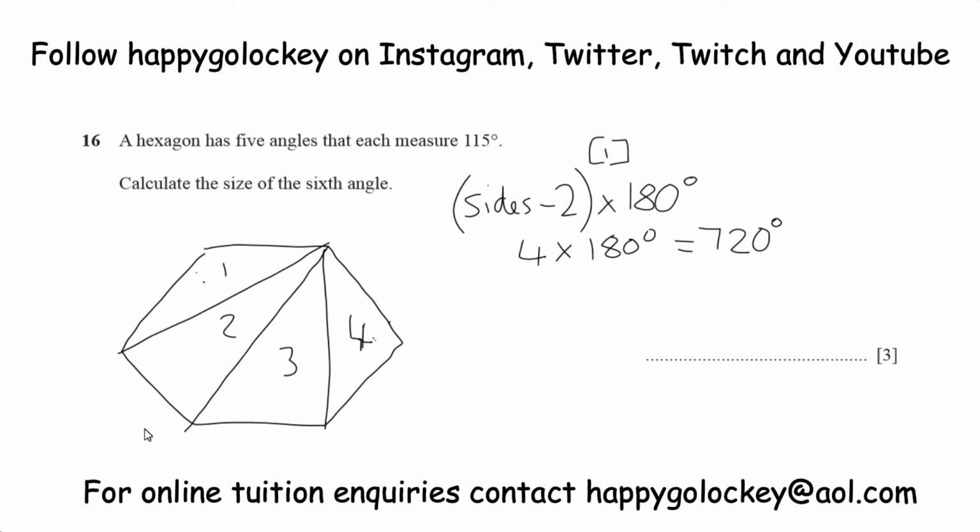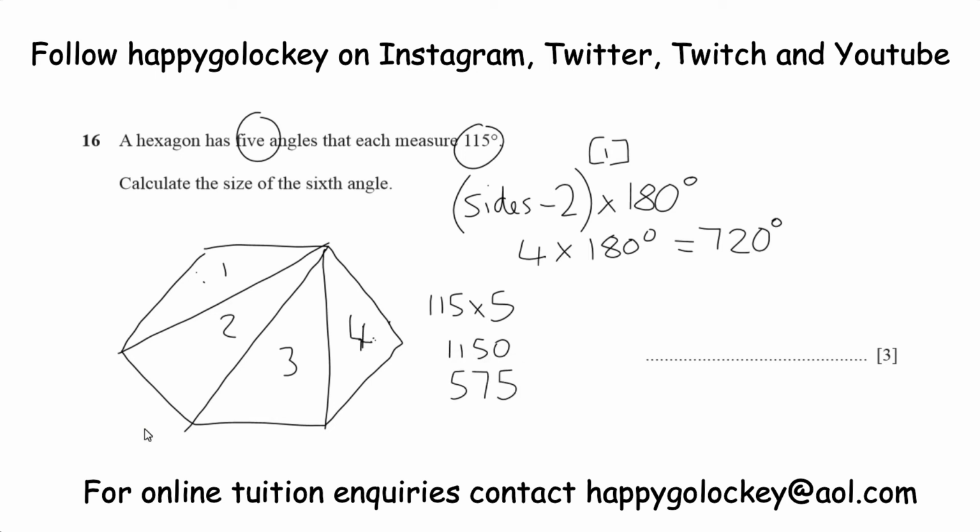Okay, so now we know what all the angles should add up to. We already know that 5 of the angles measure 115. So what we could do is work out 115 times 5 and then see what's left for the final missing angle. When I'm multiplying by 5, I like to multiply by 10 first, then cut it in half. So 10 lots of 115 is 1,150, and then you can cut that in half because half of 1,000 is 500 and half of 150 is 75, so we've got 575 so far.